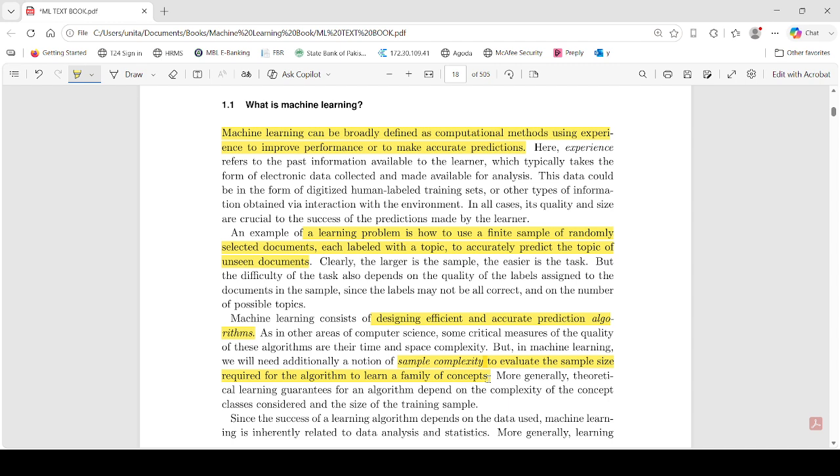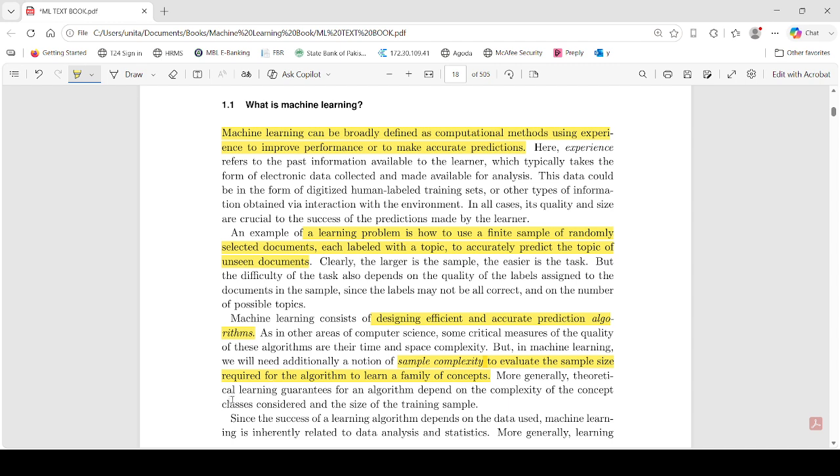In any other computer science field, when we have an algorithm, we just give the inputs, apply the algorithm, and get the output. But in machine learning, we give samples consisting of the inputs and the outputs. Then the algorithm learns how, for unseen data, if inputs are given, it will produce the output for that unseen data. So here sample complexity also matters.